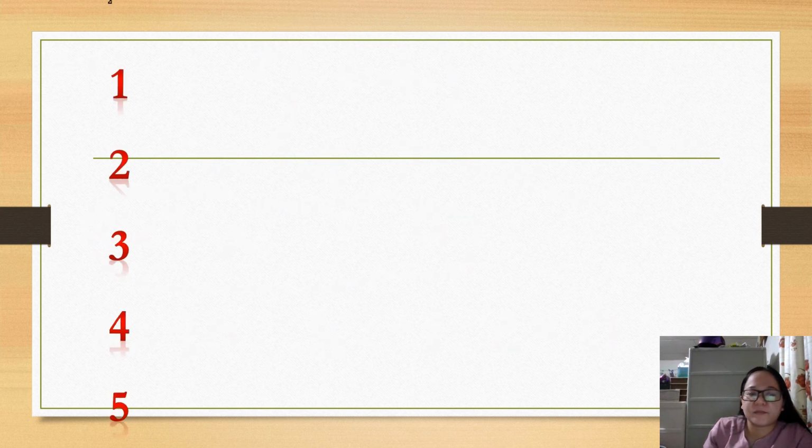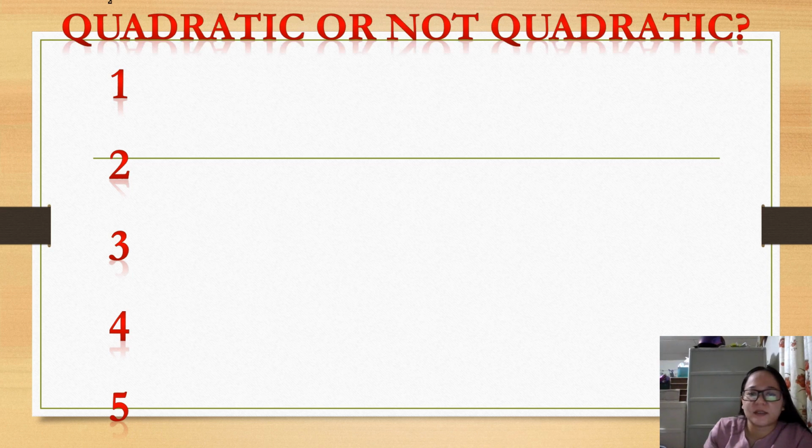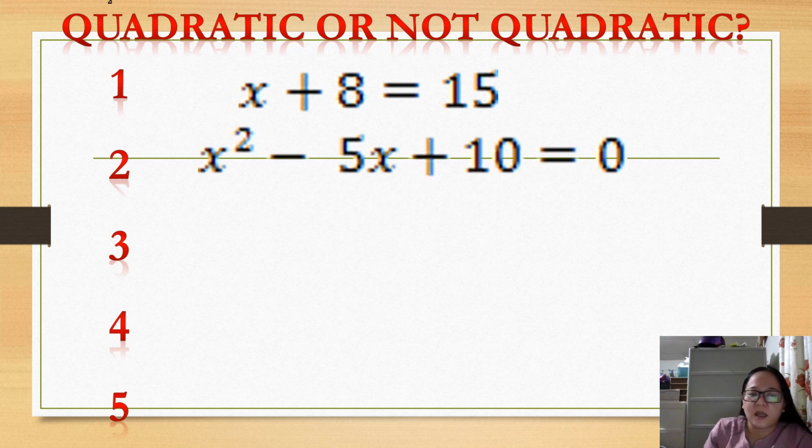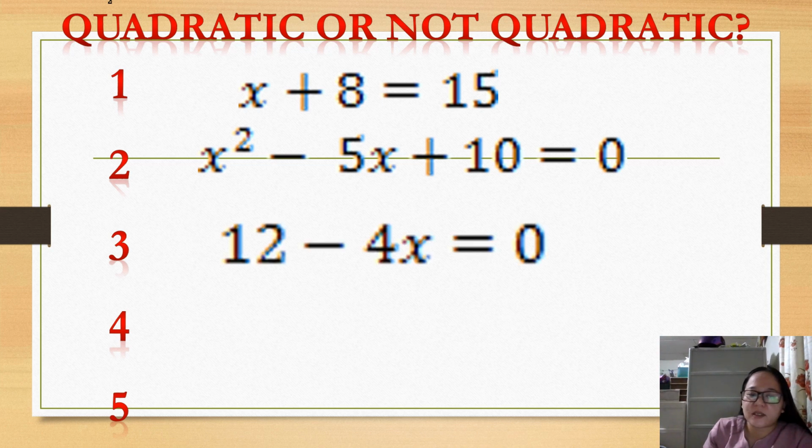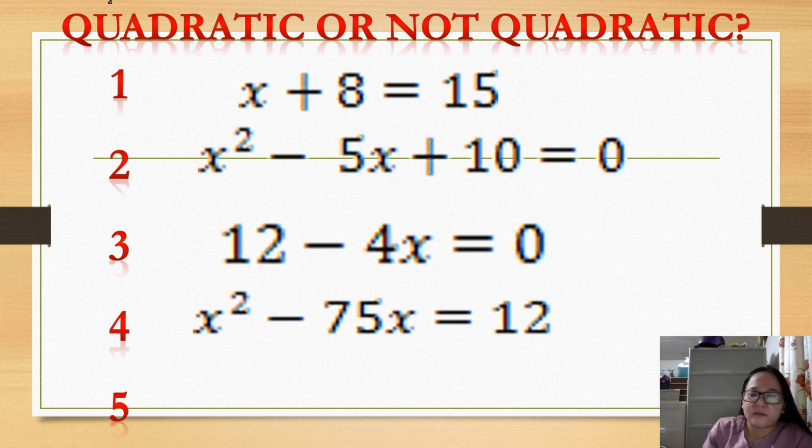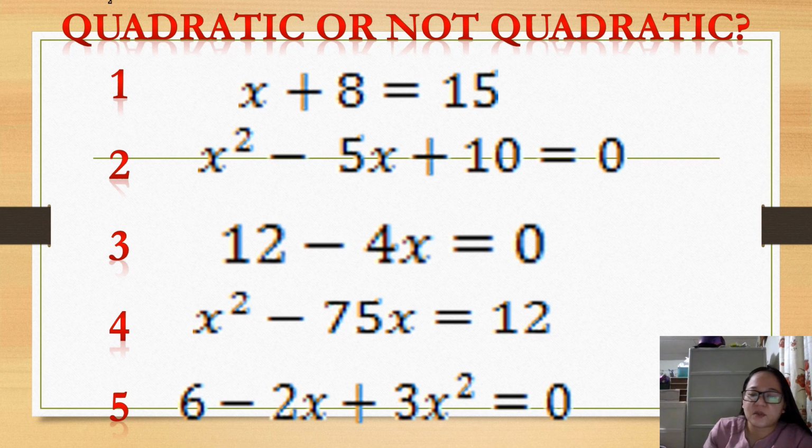Okay, let's have some practice. Identify if it is quadratic or not quadratic. Number 1, not quadratic because the leading exponent on x is not 2. Number 2, that is a quadratic equation. Number 3, not quadratic. Number 4, quadratic. Number 5, also quadratic. Let's continue.